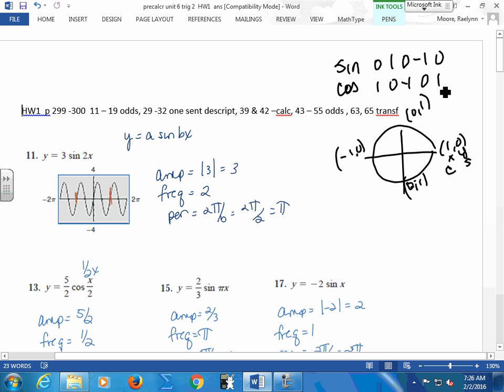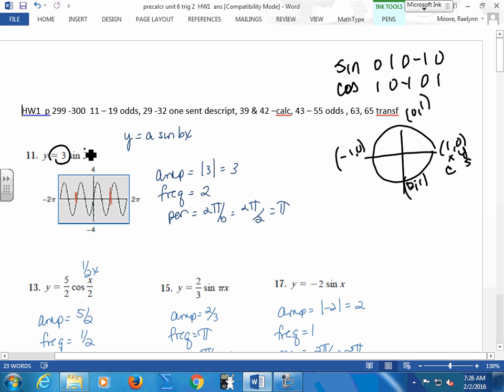Okay, and any form of that, work from those numbers. So you tell me if you had any questions. Remember, amplitude is always measured as a positive value. If it's a negative, it's a reflection. And then the amplitude is still the positive value.